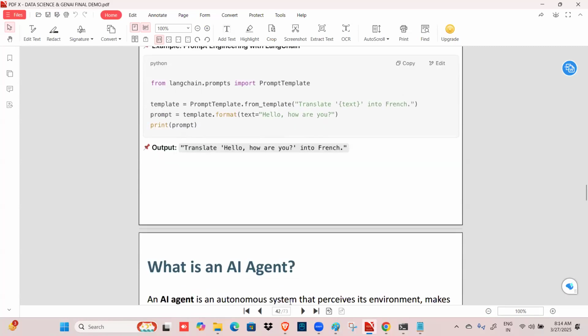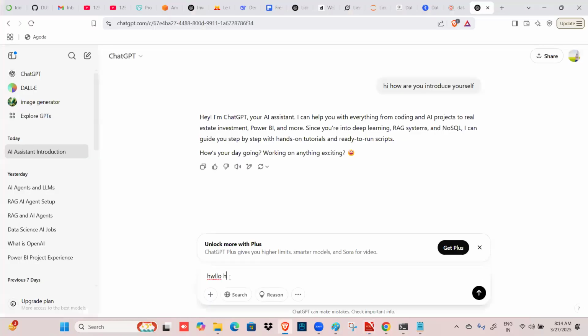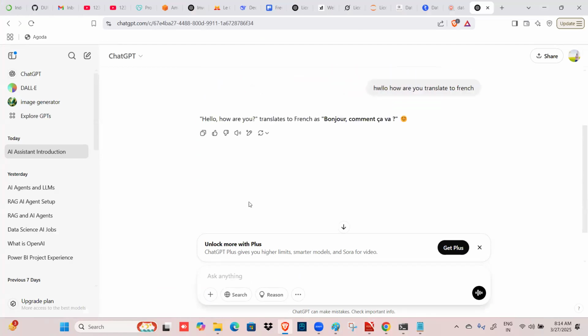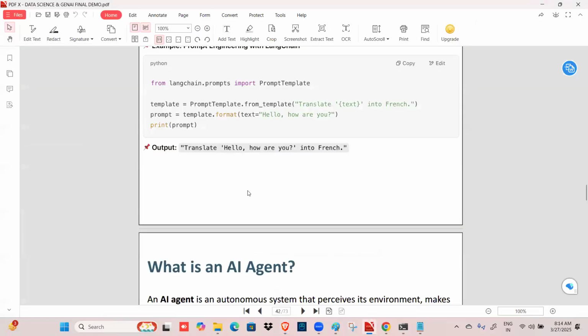To translate this text into French, I'm using this kind of program in the backend. But if I directly ask ChatGPT, hello, how are you? Okay, translate to French. It will give: bonjour, comment allez-vous. So this is the French meaning of hello, how are you? So that is the thing, and we are going to use it like that.